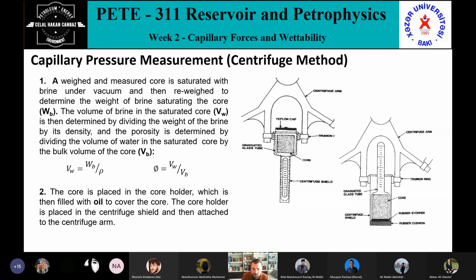So the core is placed in the core holder, which is then filled with oil to cover the core. First of all, we had done this with water, and in the second one we are doing this with oil. The core holder is placed in the centrifuge shield and then attached to the centrifuge arm in the reverse direction. So this time I will make the same thing with oil.